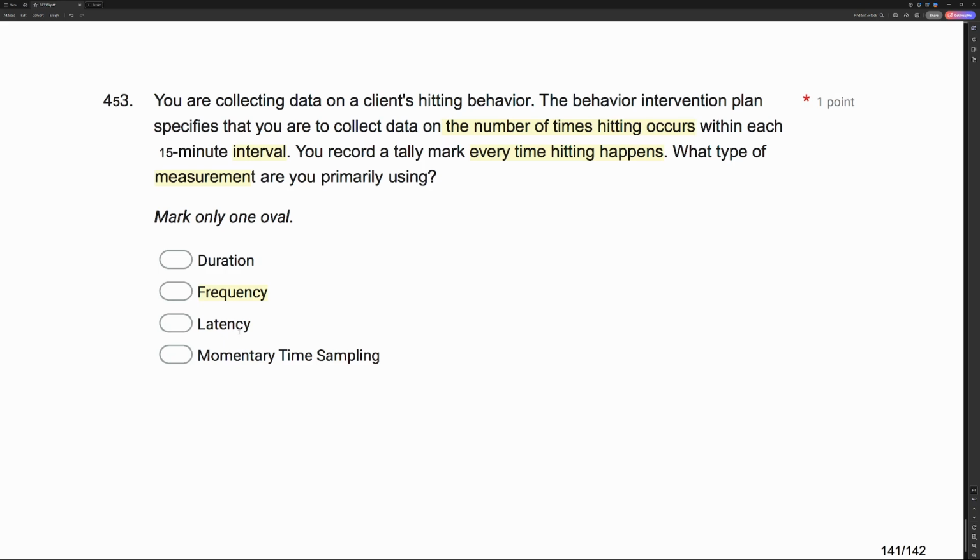But this is a good example of why you still need to read carefully and actually take the exam and not just be a rote test taker and not critically think. We are taking frequency data inside this interval. We're continuously measuring across 15 minutes.